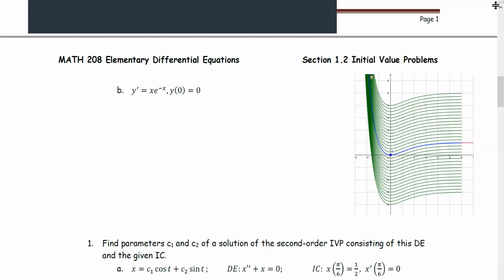For this example, y prime equals x times e to the power negative x with the initial condition y at 0 equals 0. To find the general solution, y equals the integral of x e to the negative x with respect to x. This integral requires integration by parts. If you recall, the integral of u dv equals u times v minus the integral of v du.